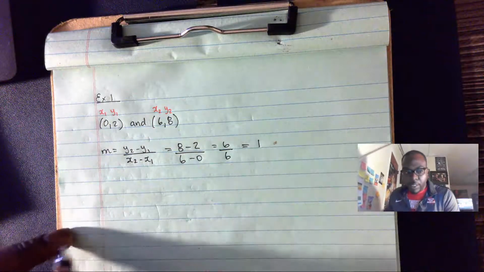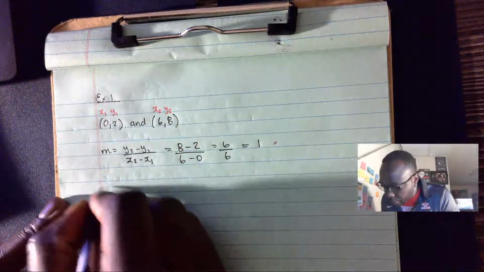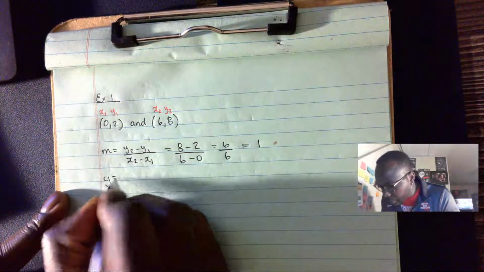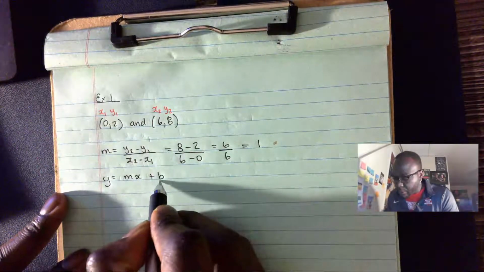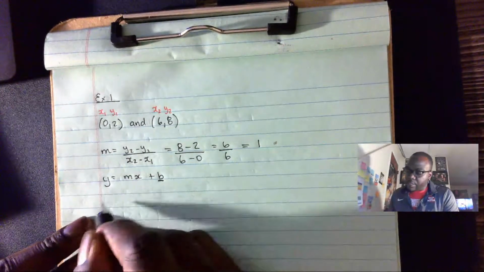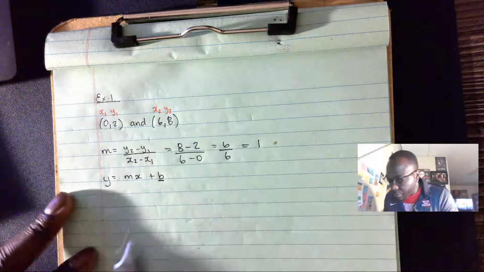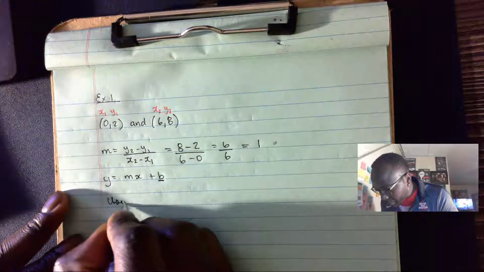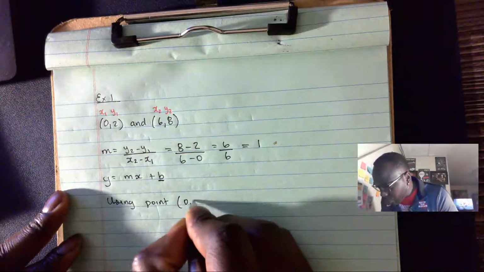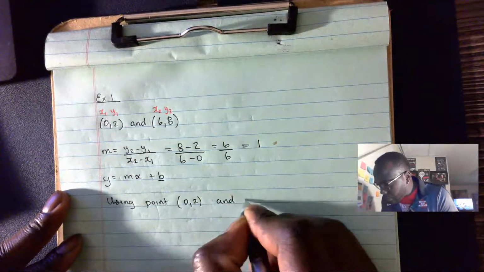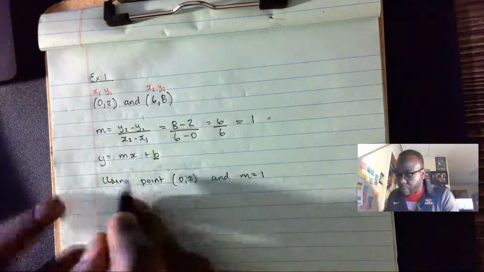All right. So now what I need to do is find my y-intercept. So let's recall where you have y equals mx plus b. I need to find the value of b. But for me to find the value of b, I'm going to have to use my slope, and I'm going to select one of these points that I have here. So I'm going to use the point (0, 2), and m, which is 1. I'm going to substitute these in my equation to find the value of b.